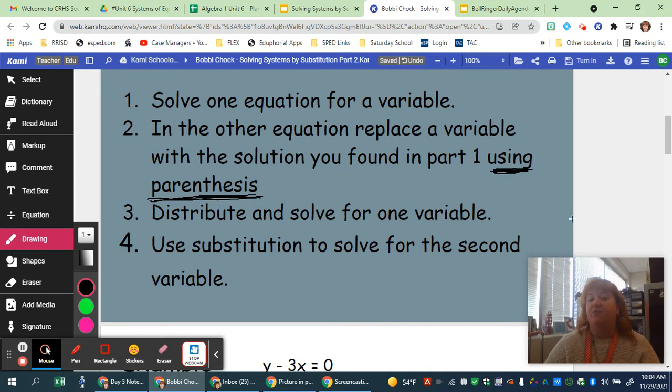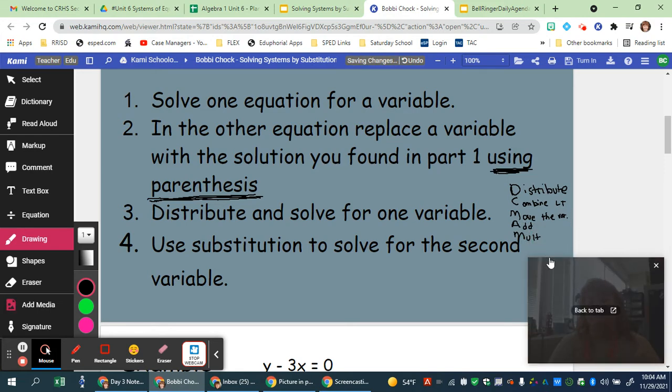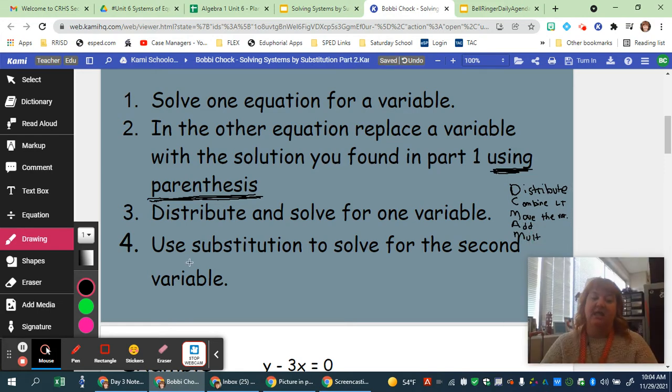Distribute and solve for one variable. So this is where your DC MAM comes in. Remember that? Distribute, and then combine like terms, and then move the variable, and add and multiply. It's actually add or subtract, multiply or divide. And use substitution to solve the second one.